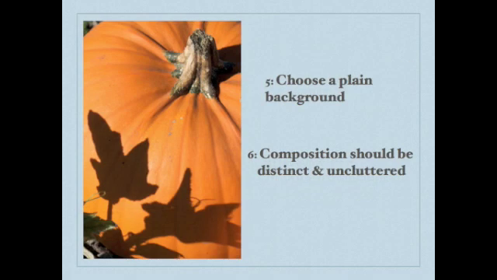Now, the fifth thing to consider is make sure that you choose a plain and bright background for your shadow or silhouette. Now, you'll notice here, this is some pumpkin leaves, the shadow that's casting on an actual pumpkin. But you see the pumpkin is very brightly lit, and it's got a little bit of a texture, but the background is very, very plain.